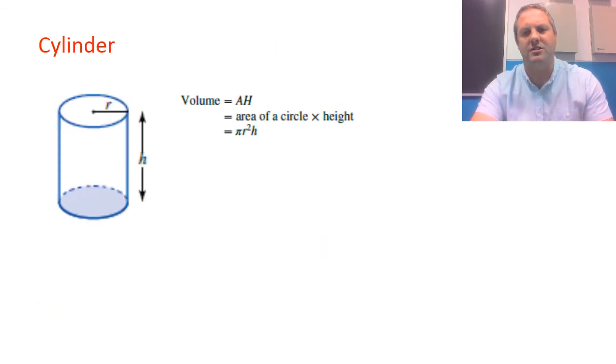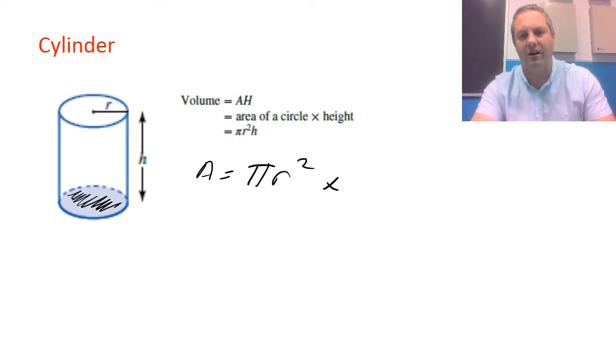Cylinders are very, very much the same in the sense that we use our area, here's our area. So we need to first work out the area of the circle. We know the area of the circle is equal to pi r squared. Then we times it by the height. Okay, so let's work this one out. We might make the height 10, we might make the radius, we'll say 5.